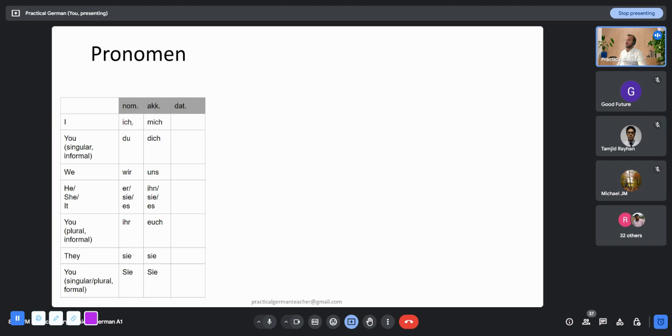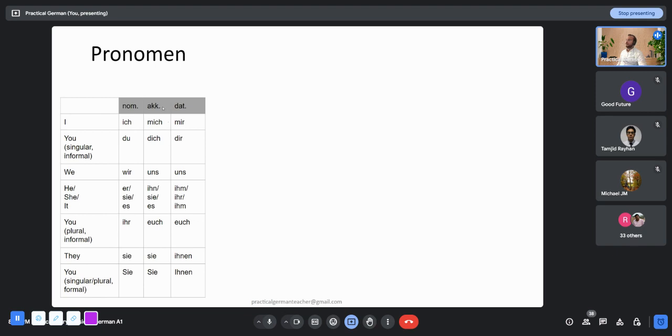In accusative case, ich will become mich, du will become dich, wir will become uns, er will become ihn, sie will remain sie, es will remain es, ihr will become euch, sie will remain sie, Sie will remain Sie. So when you go from nominative to accusative, sie does not change.